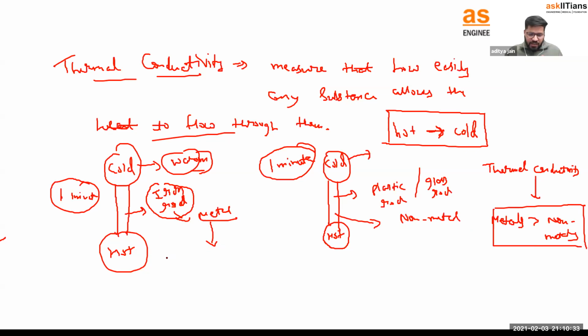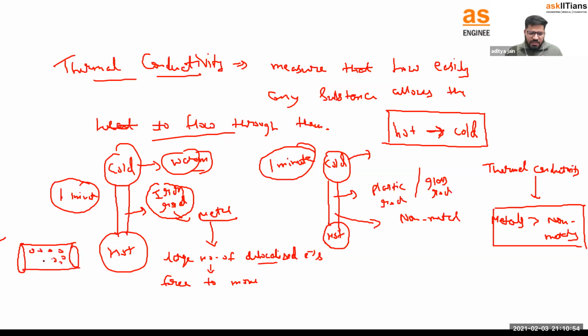Because in metals there are a large number of delocalized electrons. What do you mean by delocalized electrons? Which are free to move. So suppose I am taking a cross section of a conductor or any metal. There are a large number of free electrons present here, or a large number of delocalized electrons present here. So whenever you touch a hot body at this end and you touch a cold body at this end, suppose this is a metal like iron rod.